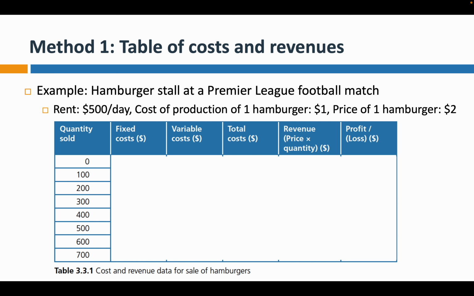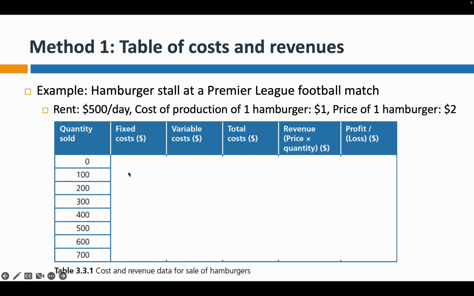Just to repeat some of the units that we've learned recently, rent would be what type of cost? It would be a fixed cost. And the cost of production of one hamburger would be variable cost. So we can actually create a table and plot the different values in there. Let's say that the quantity sold can range from 0 up to 700. And our business owner wants to find out how many he needs to sell in order to break even.